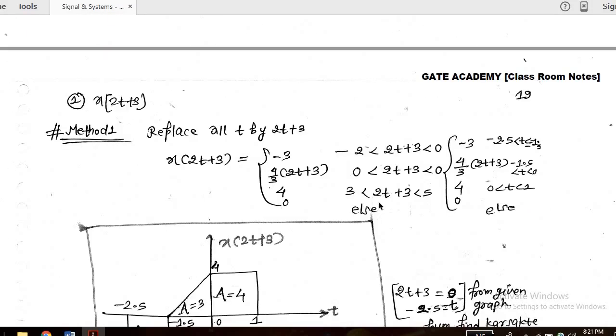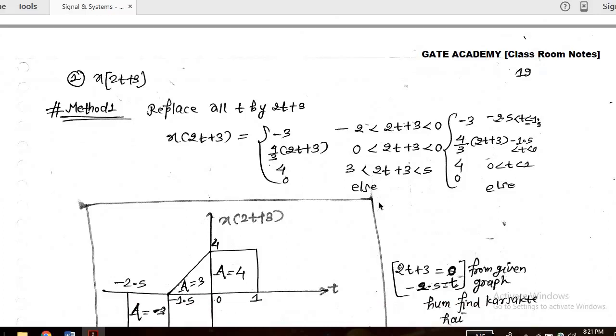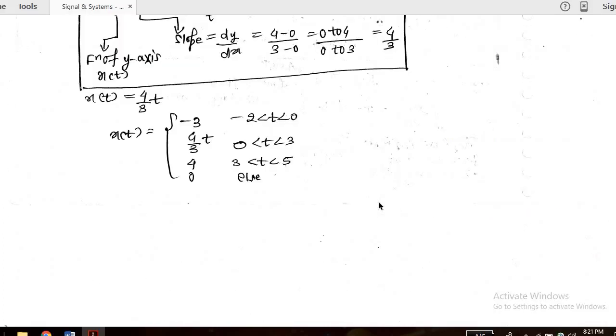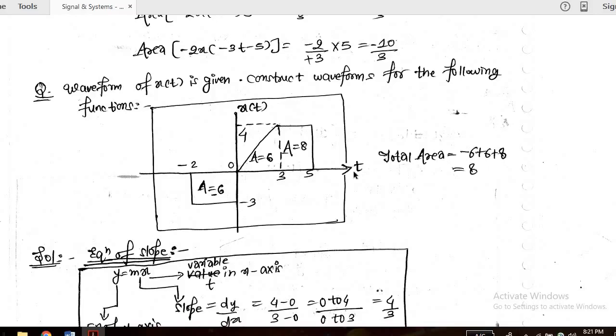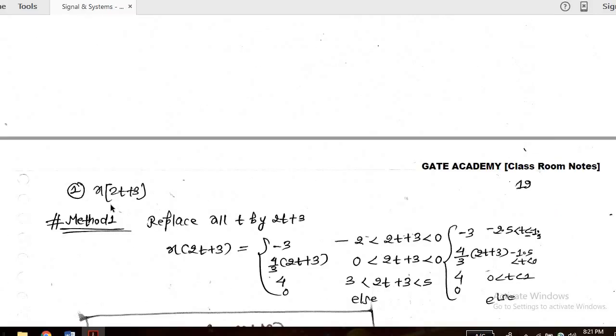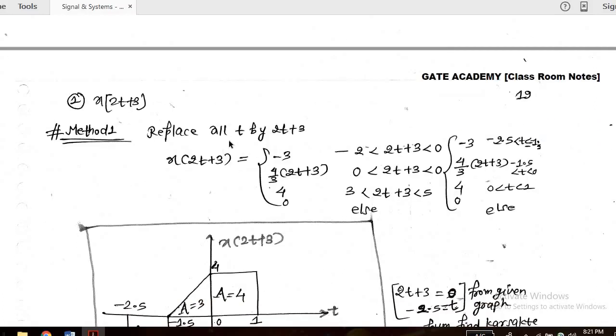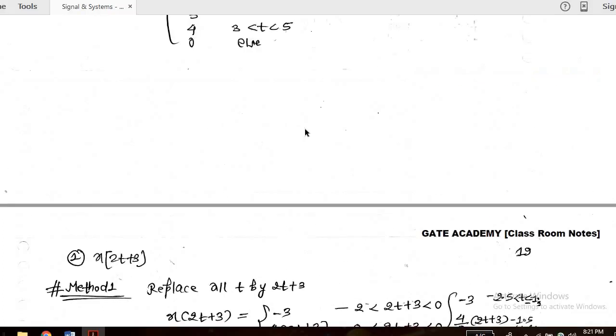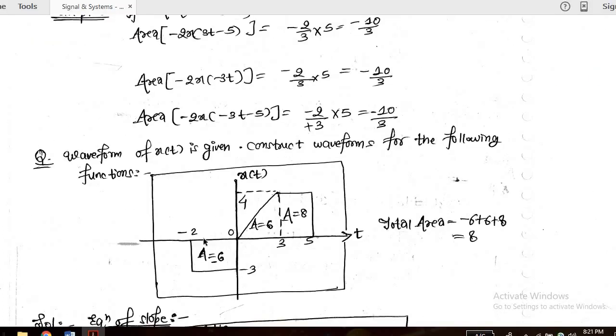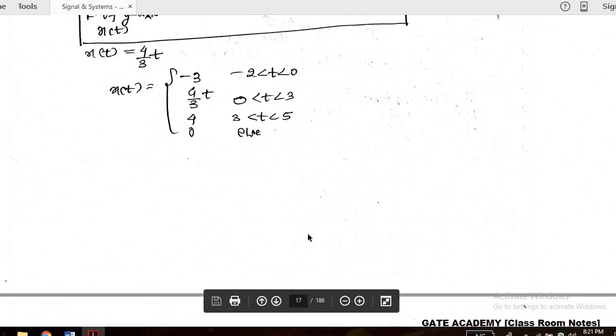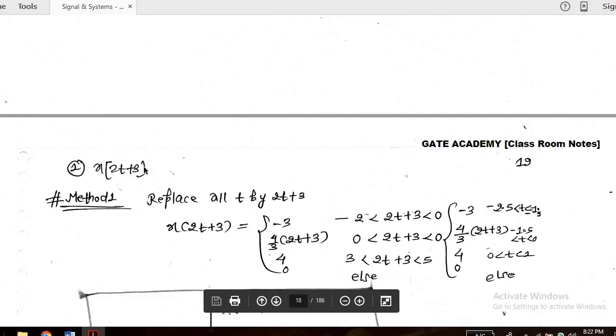Now x of 2t plus 3. The first question is: he has given that the x of t range is minus 2 to 5. He is asking you to find the range of x of 2t plus 3. The first method is to replace t by 2t plus 3. Why are we replacing t by 2t plus 3? We know x of t is given in the question, with t range minus 2 to 5. We want to know the x of 2t plus 3 range.